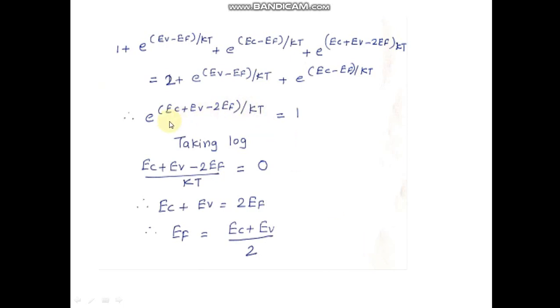After solving, we get that e raised to (Ec plus Ev minus 2Ef) divided by kT is equal to 1. Taking the log of this, (Ec plus Ev minus 2Ef) upon kT is equal to 0. Solving, we get Ef is equal to (Ec plus Ev) upon 2. Thus, we can say that the Fermi level in an intrinsic semiconductor lies between the conduction band and the valence band. It lies exactly in between the conduction band and the valence band.